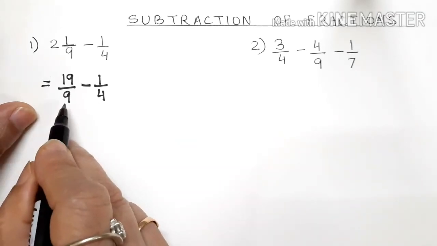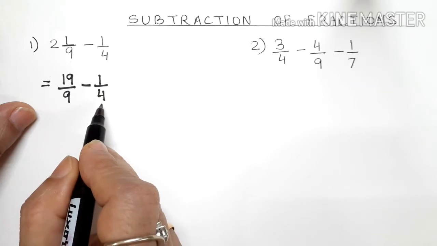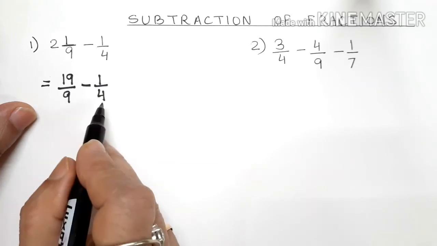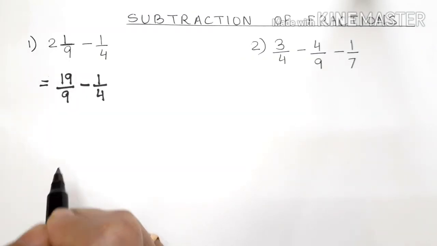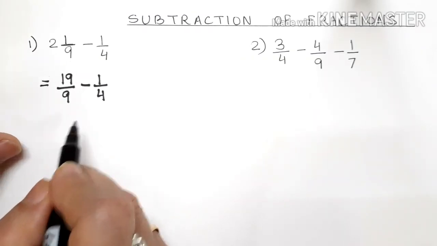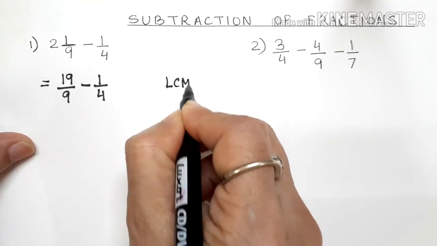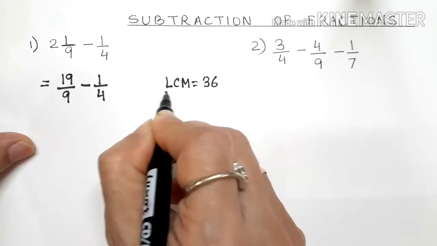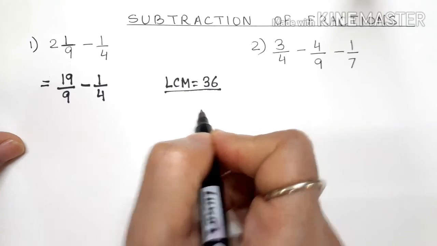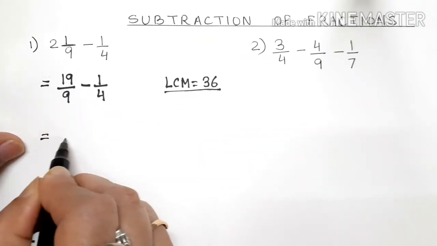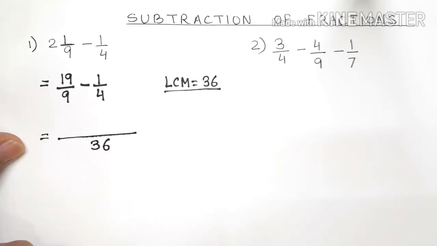Now you can see 9 and 4, they are different from each other. So what we have to do, we have to take out their LCM. Now when we take out their LCM, the LCM will be 36. Okay, their LCM will be 36. By now you know how to take out the LCM, right? So what we will do now, we will write the LCM only once.